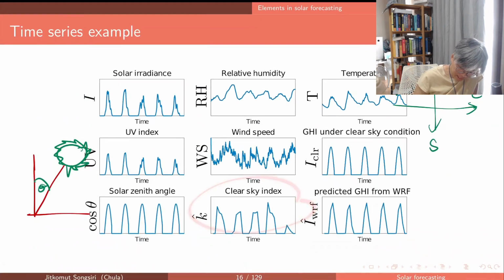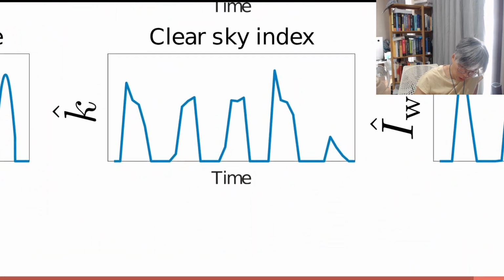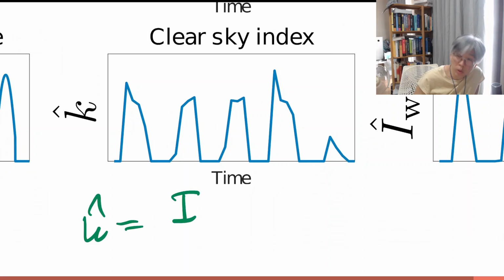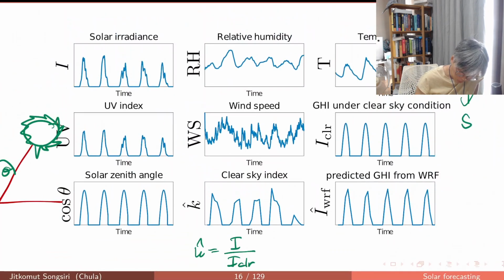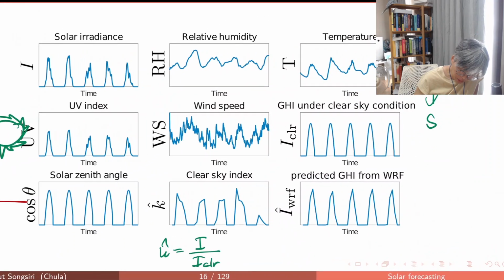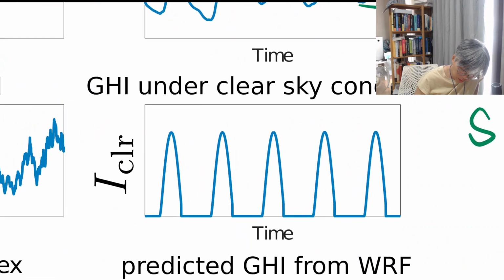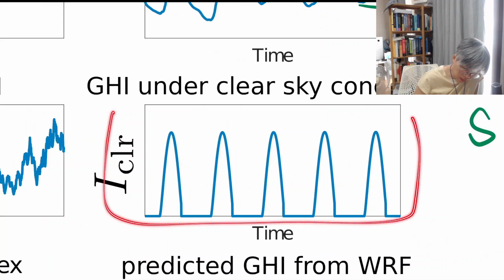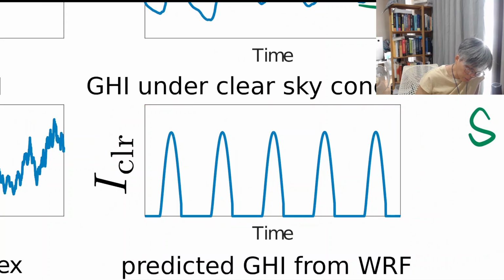Clear sky index. Okay, let me give you the definition of clear sky index. So K hat is the actual measurement of irradiance divided by the clear sky irradiance. Let me explain this first. The clear sky irradiance is the irradiance value under the clear sky assumption. There's no cloud, there's no particle, there's no mass. So that's why everything is so clear, right?